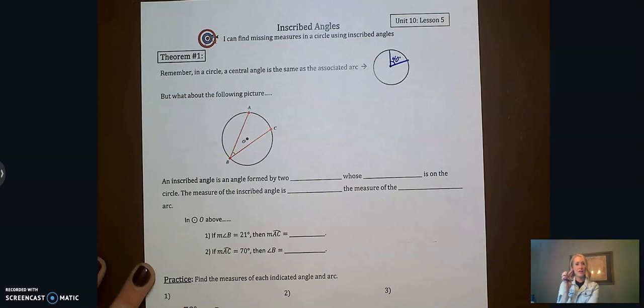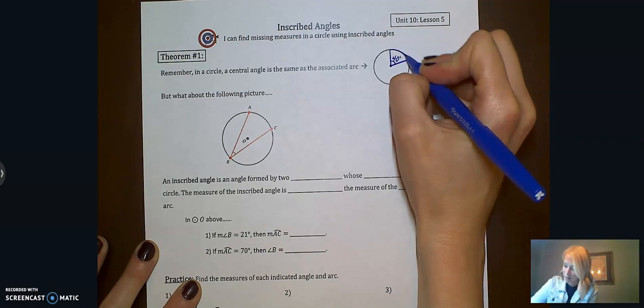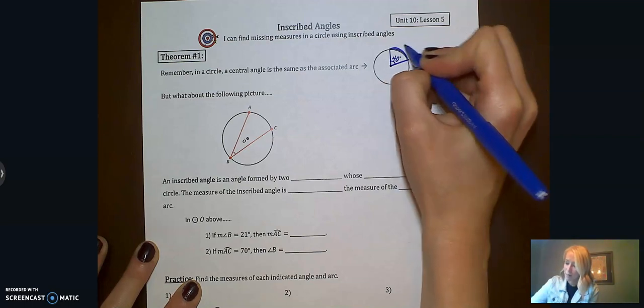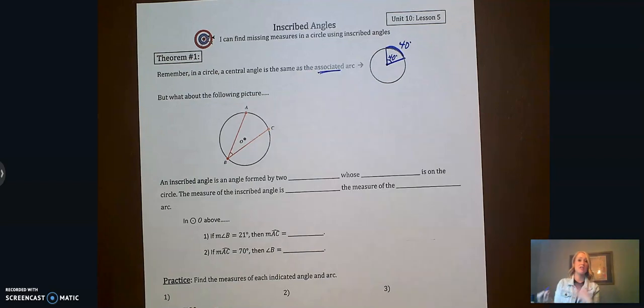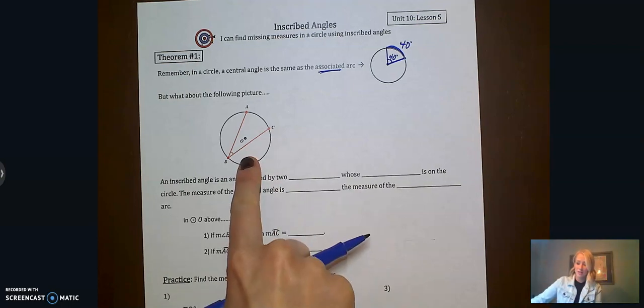Remember that a central angle has an arc that it goes with, around the circle. If you look at the angle, it's going to hit the circle in 2 places, and the arc is between those 2 spots. So here, this arc. Remember that a central angle and the arc that it goes with have the same measure. They're the same degrees. They call that the associated arc. So we'll roll with it. Those are the same. But what about this picture?